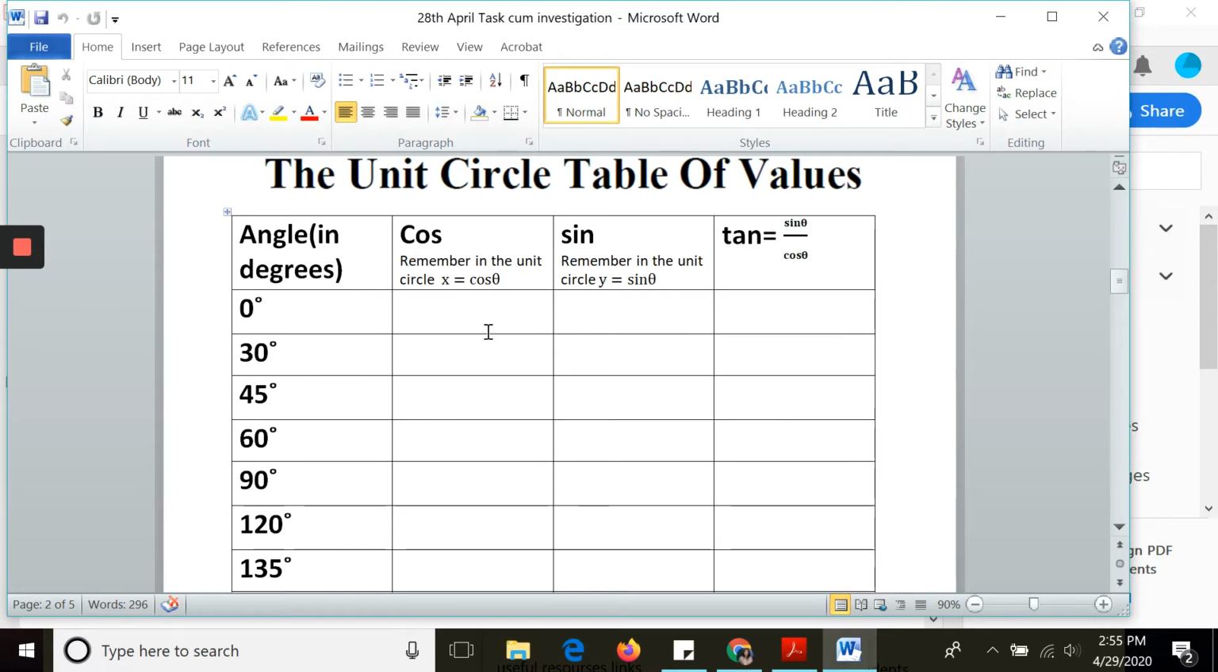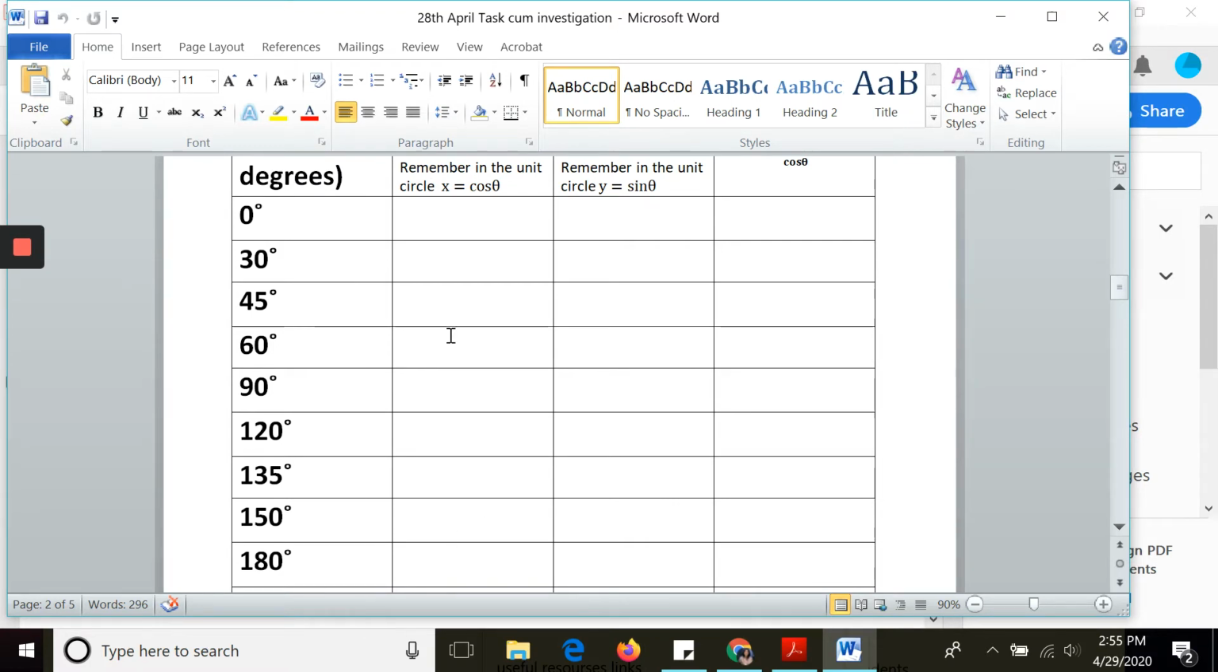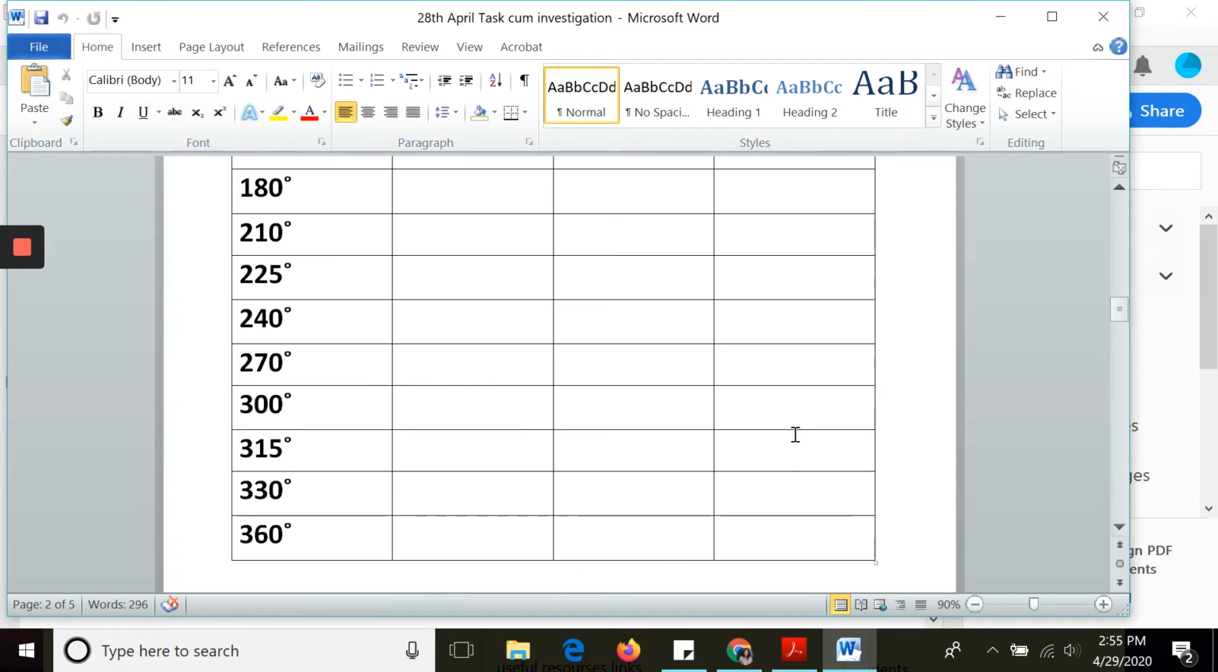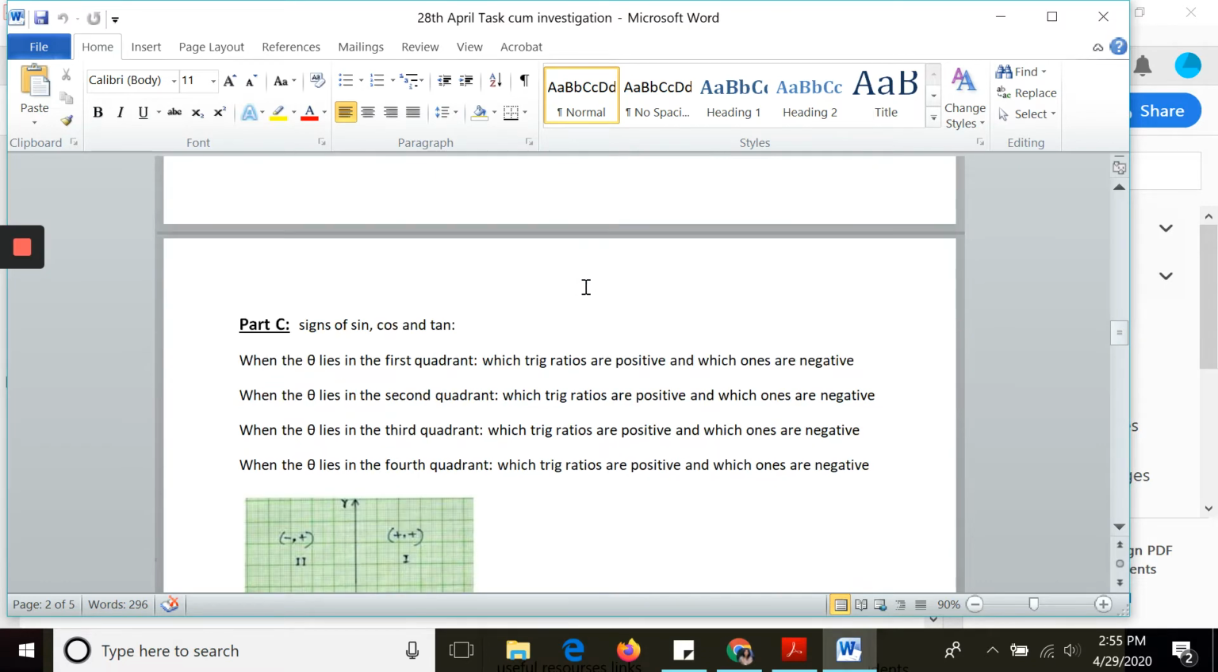And for tan, you did sine theta over cos theta. So for 0, tan 0 will be 0. And then for tan 90, you must have noticed you got 1 over 0, which is infinity. Infinity means it's not defined. Similarly, you will have a lot of infinite values for tan here. If I keep on extending this, you will notice that there will be a few angles where tan will be infinity, which means not defined, when you get 0 in the denominator, wherever the cos value was 0. So that was your part 2.